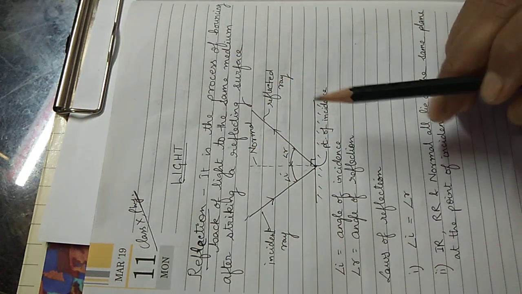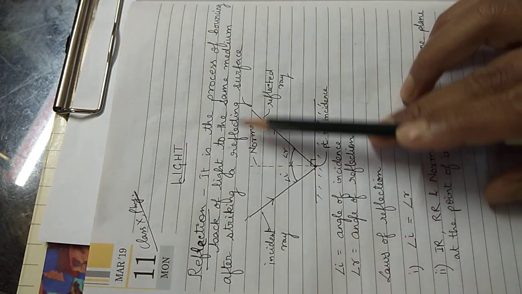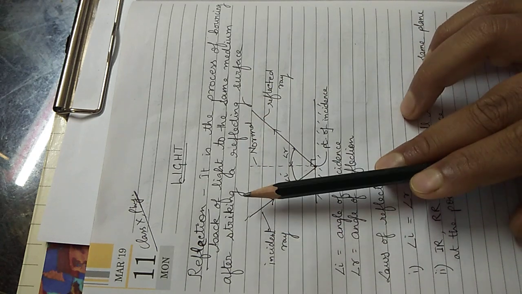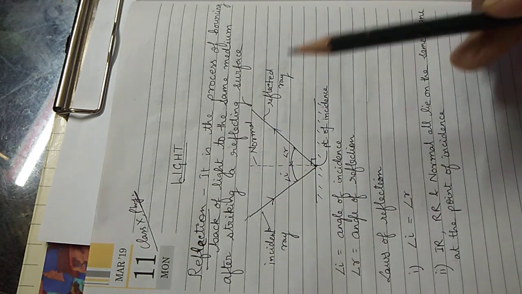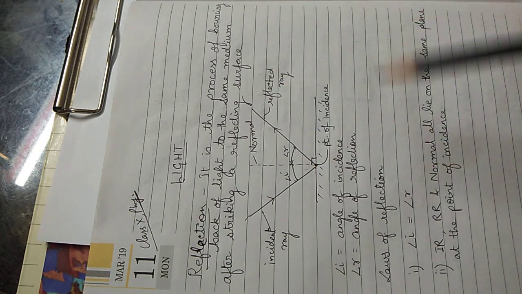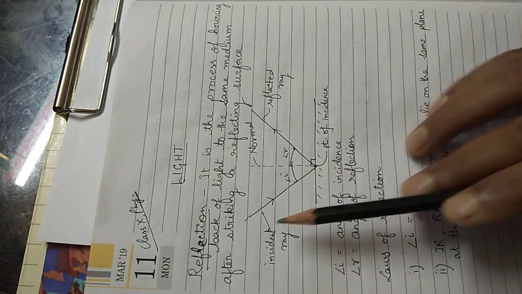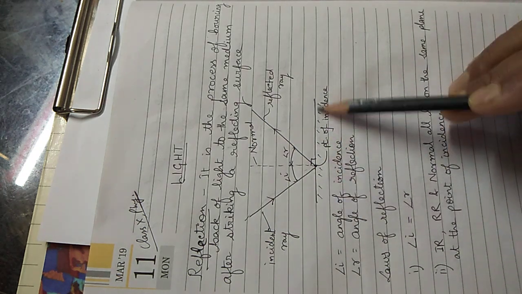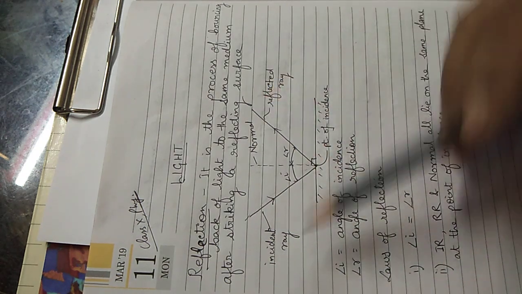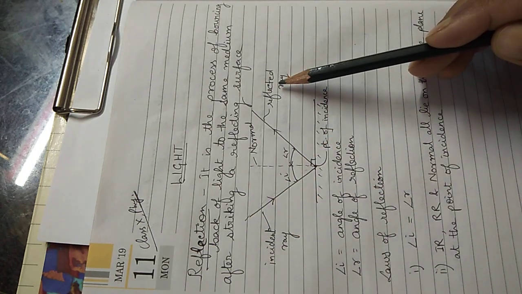So you know what reflection is. You have learned it earlier also. It is the process of bouncing back of light to the same medium after striking a reflecting surface. When light hits any reflecting medium, it will bounce back to the same medium. Suppose there's a ray of light coming, it hits this mirror and it bounces back. The incoming ray is called the incident ray, and the outgoing ray is called the reflected ray.